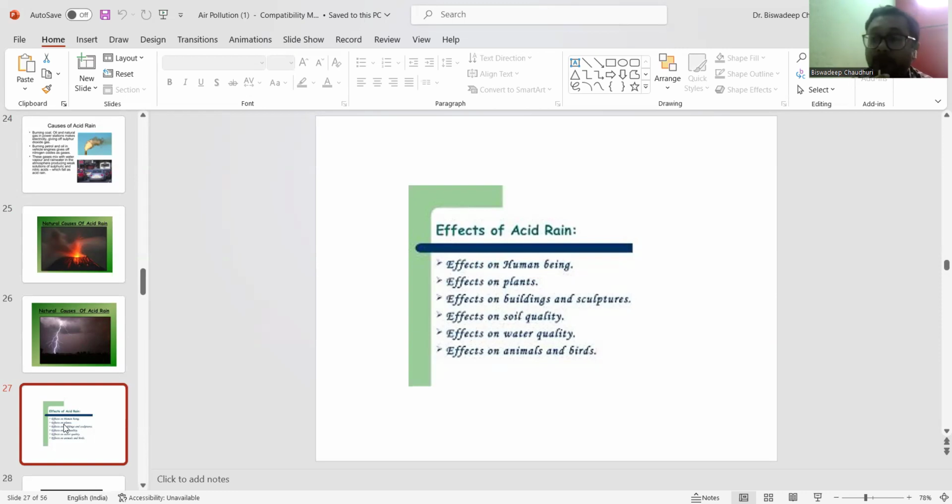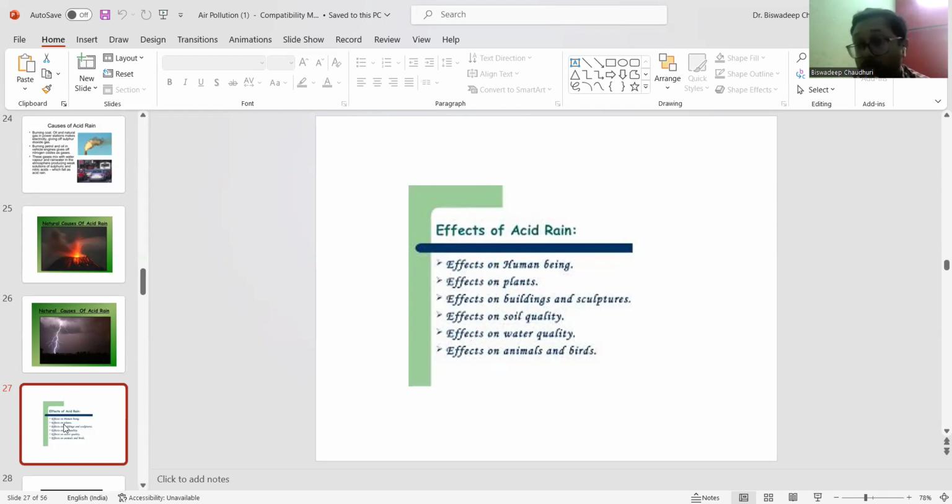Next, water quality. Fishes do not like acidic water. Make it very clear. So, due to acid rain, if the water becomes acidic, then small fish especially will not survive. They may die. As a result, there will be a huge drop in our economy, because fish is a very good source of our food and a very good source of income for various people in our country.